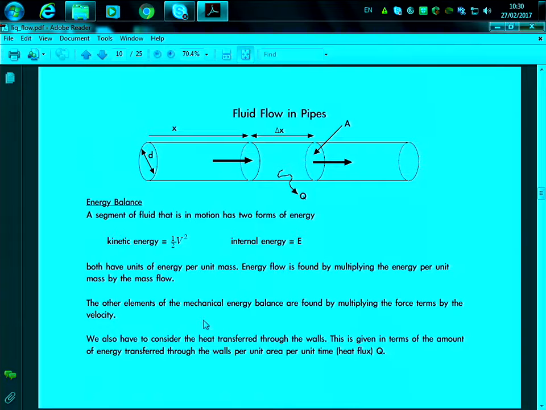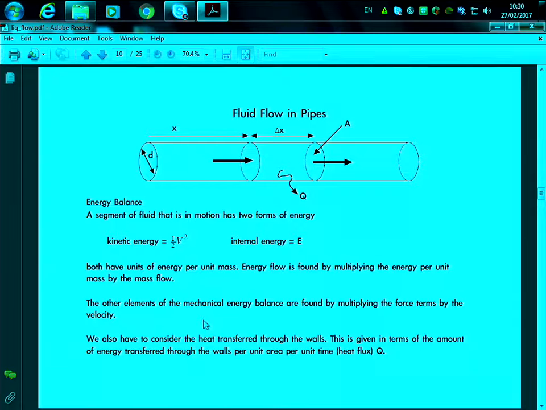So we have the kinetic energy, internal energy, but then we also use the energy factors that we use in the momentum. So we have the potential energy and the pressure energy. Okay? So the energy balance of a fluid flow in pipes will be somehow superimposed on the momentum balance, because the energy balance will use some of the forces that were used as well in the momentum balance.